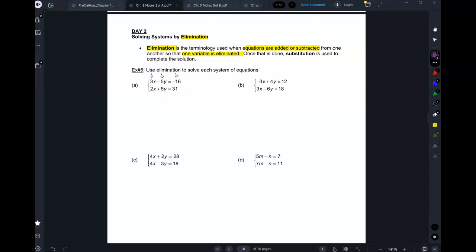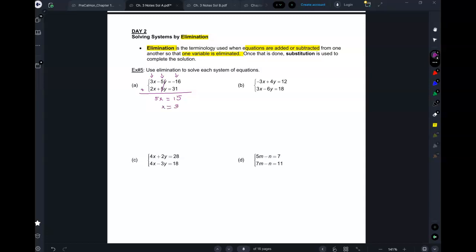So what we're going to do now is add these. So 3x plus 2x is 5x. Negative 5y, positive 5y, that goes away, equals negative 16 plus 31, that's 15. Now divide by 5, divide by 5, x is equal to 3.